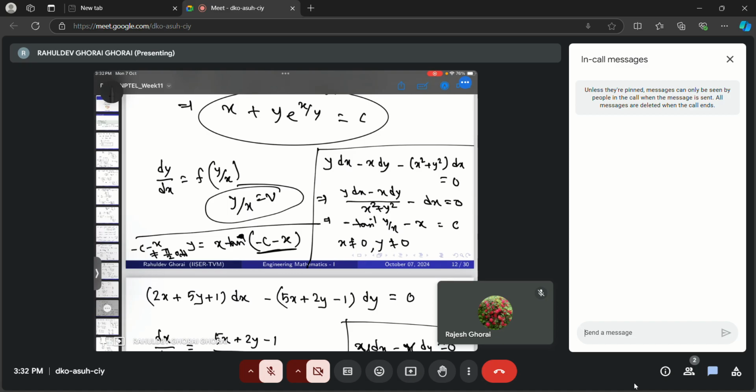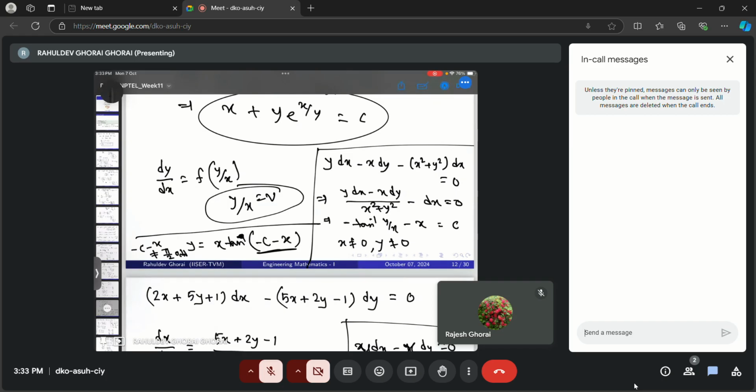Although you can see x equal to 0, y is equal to x times tan of minus c minus x. Then x equal to 0, if you are assuming c equal to 0, if you put x equal to 0, then the solution will be y equal to 0. I mean, the value of the solution will be 0, right?